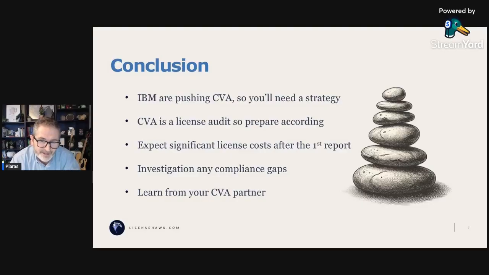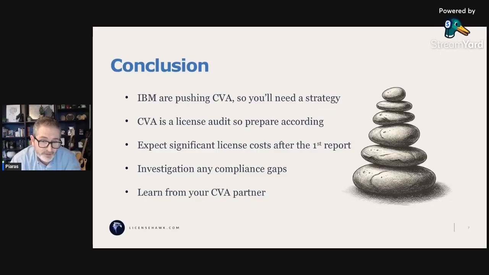When you get the baseline the very first time, you can expect a very expensive bill. I'm sorry. It's just the way it is. There are accumulated problems. The CVA partner can only report on what they find, and you should budget for that. Don't be shocked. Now, I would say, which is the next point, always investigate the compliance gaps.